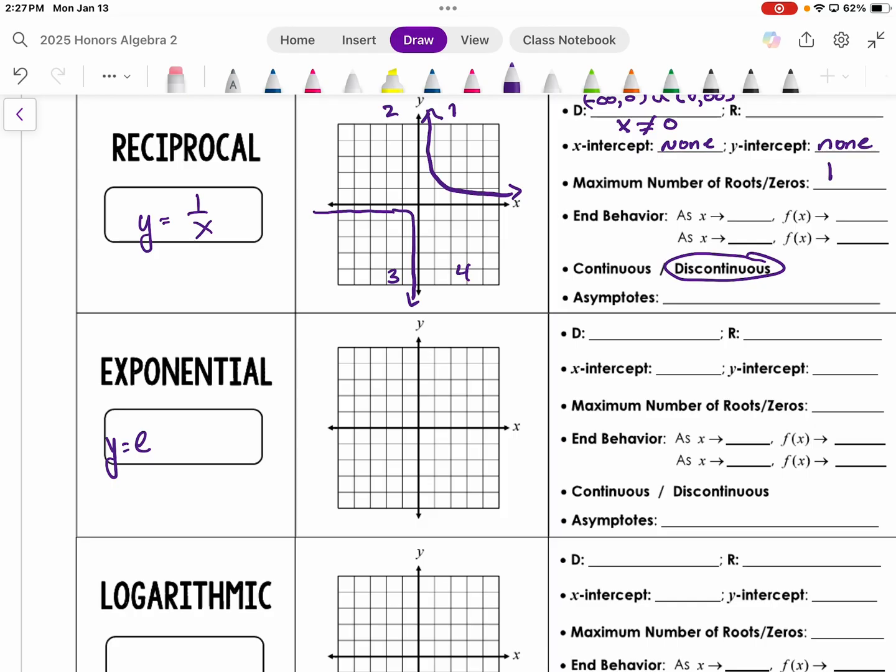Y equals e to the x. Y equals 2 to the x. Y equals 5 to the x. Basically, x is the exponent. X is the exponent on a number. You are an exponential function if x, your independent variable, is an exponent.